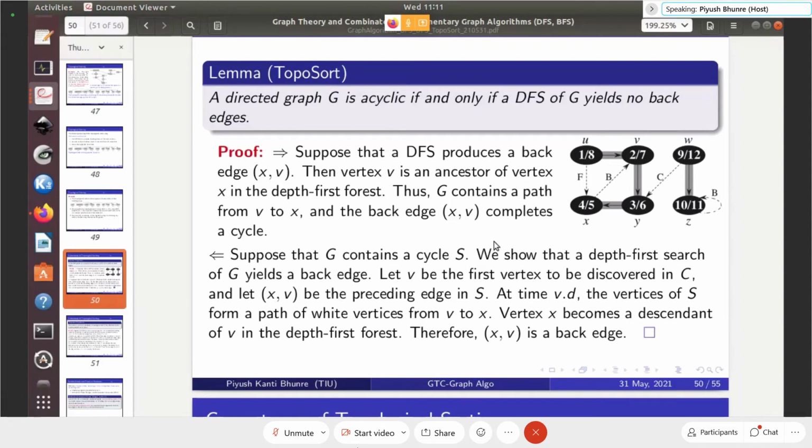Again, suppose S is a cycle, suppose that cycle we denote by S. I think there is a typo, I have used C here and S here, so maybe you can use S everywhere. So suppose that cycle is S and we show that a depth first search of G yields a back edge. Since S is a cycle, there is a start vertex. Suppose v is the start vertex of the cycle.